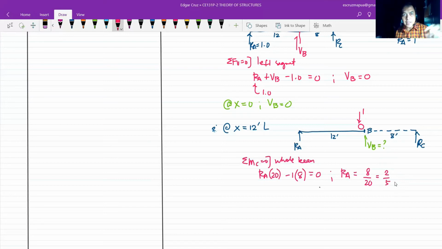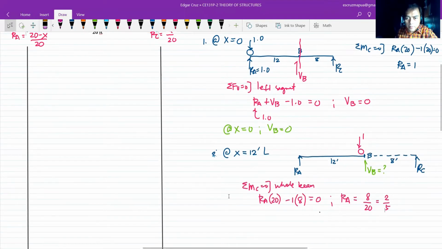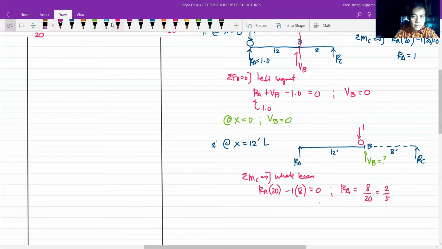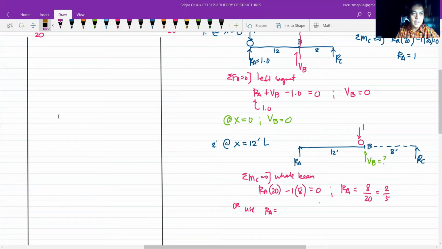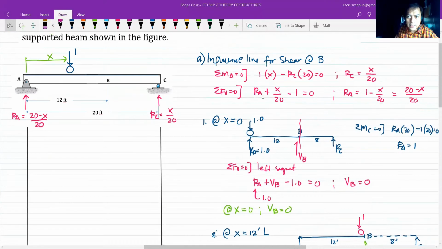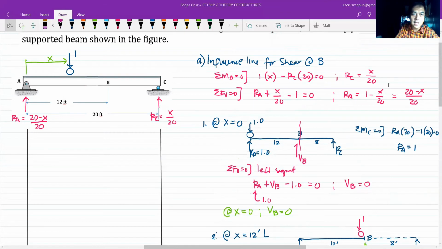O kaya, we can use the equation that we had kanina. Diba yung RA? Use RA is equal to yung equation natin na kanina. Diba ang RA natin is 20 minus X over 20. Diba na-derive natin kanina yan. Yan yung RA as a function of X. So pwede natin gamitin yan.